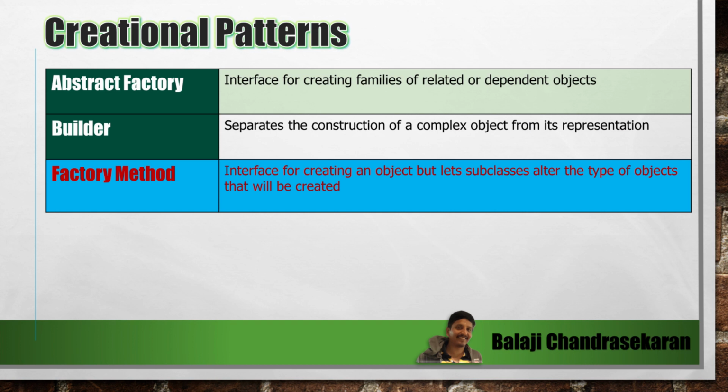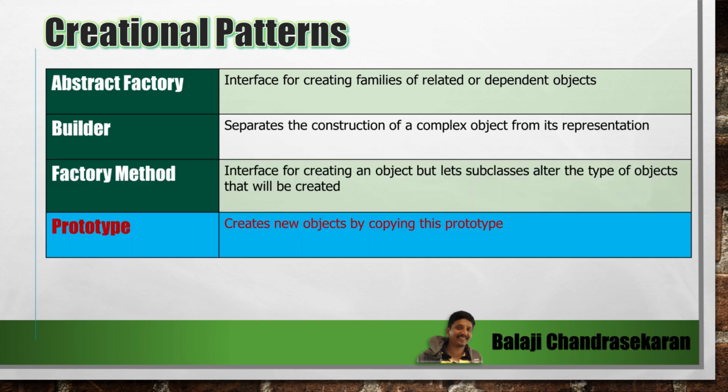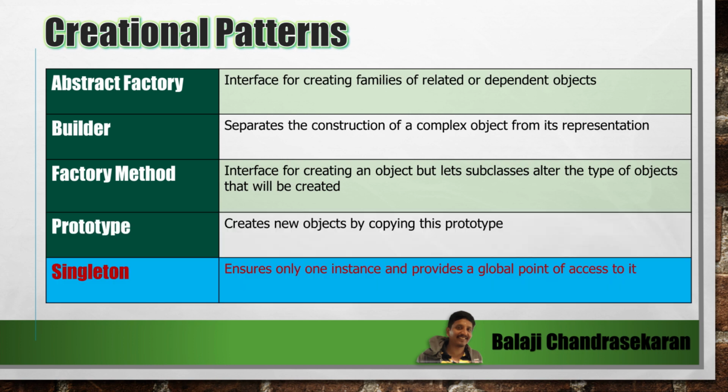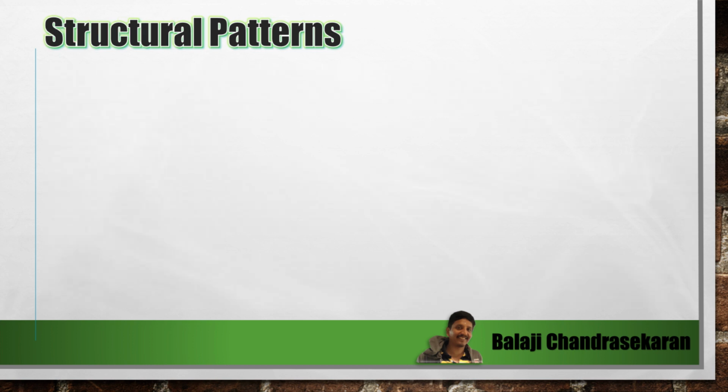Prototype pattern specifies the kinds of objects to create using a prototypical instance and creates new objects by copying this prototype. Singleton pattern ensures a class has only one instance and provides a global point of access to it. Structural patterns deal with object composition or the organization of classes and objects to form larger structures.